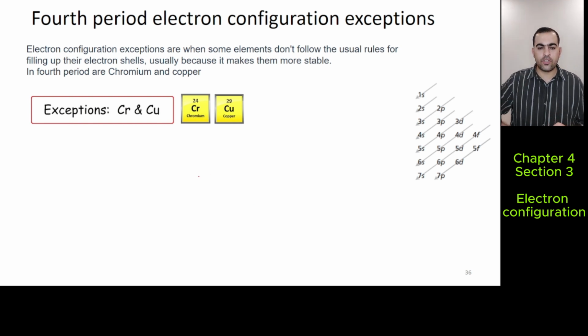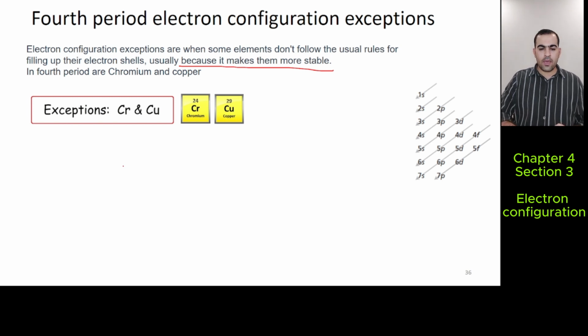So electron configuration exceptions are when some elements do not follow the usual rules for filling up their electron shells, usually because it makes them more stable. In the fourth period they are chromium and copper. Why are they exceptions? Why don't they follow the rules of the Aufbau principle, Pauli, and so on? Because it makes the atoms of these elements more stable. This is important for you to know.